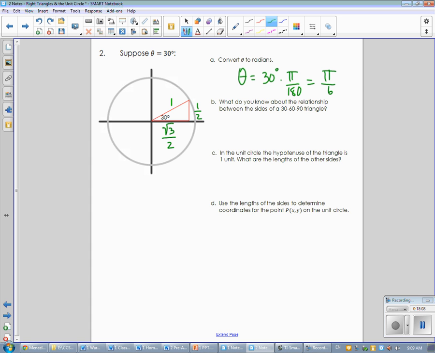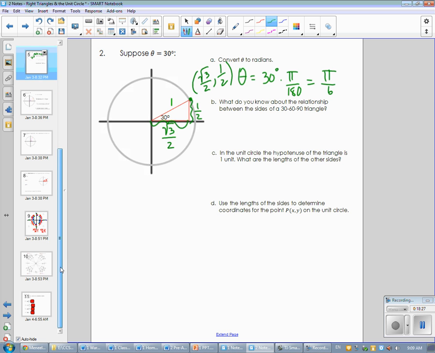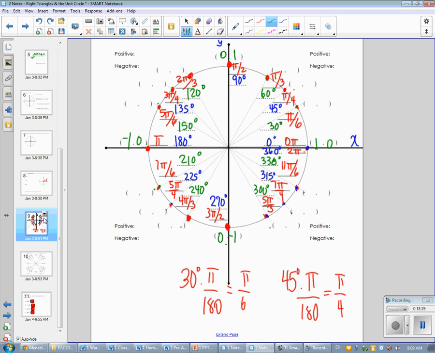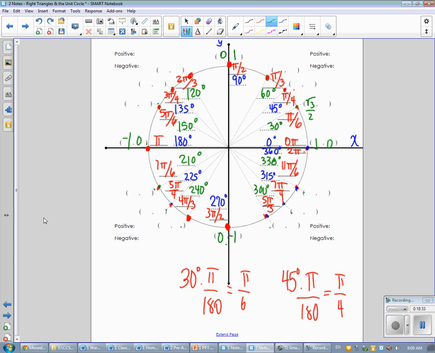That means that if I'm looking for the ordered pair for that point right there, the x value is going to correspond to the length of this side. So the x value of this point is going to be the square root of 3 over 2, and the height is going to correspond to the y value. So let's go back to our unit circle. Let's plug that in. That means that my x value here is the square root of 3 over 2, and the y value is 1/2.